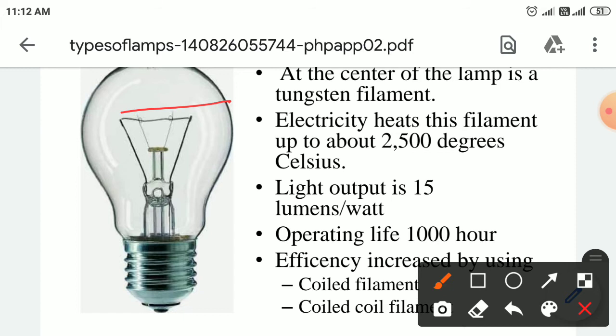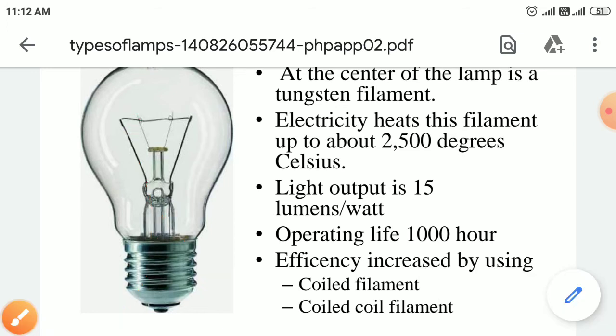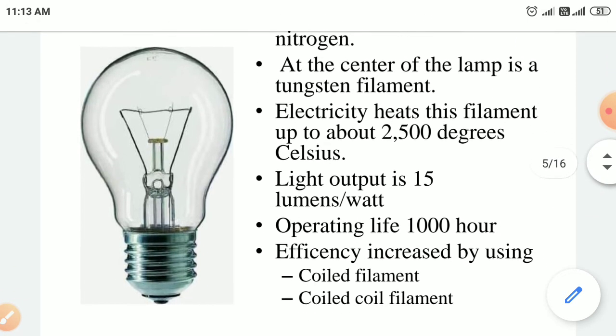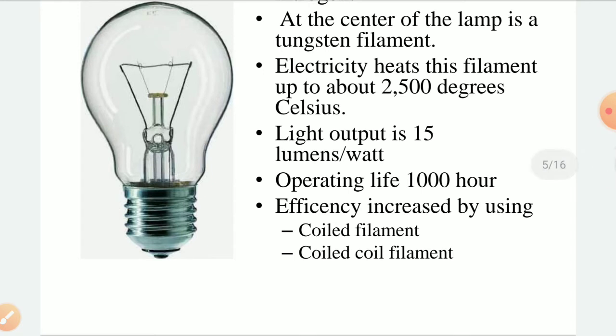Electricity heats the filament up to 2500 degrees Celsius. When you give the supply voltage to this filament, the temperature of the filament rises up to 2500 degrees Celsius, and light of up to 15 lumens per watt is emitted.